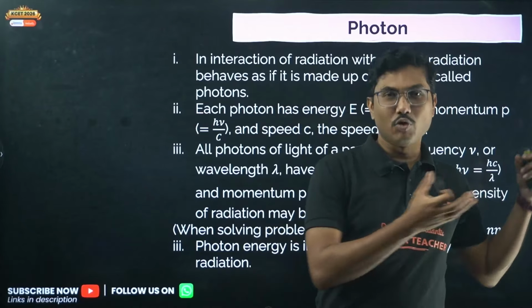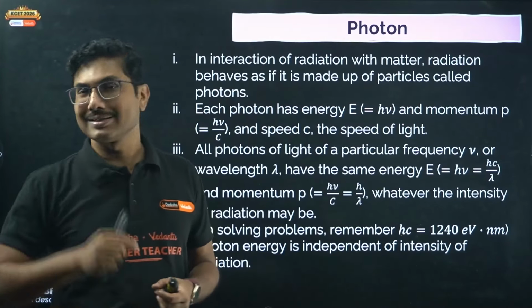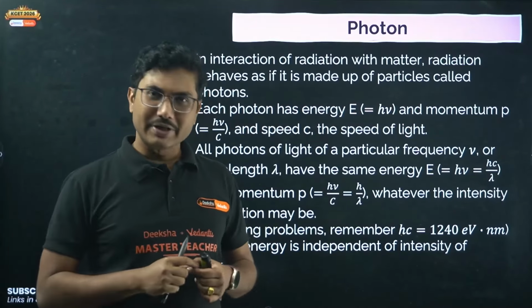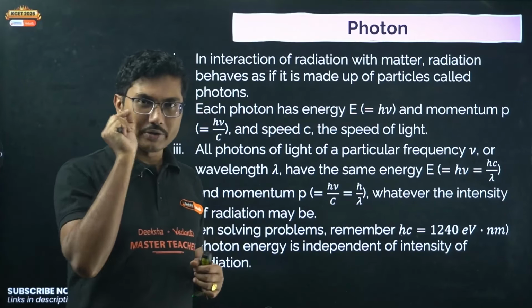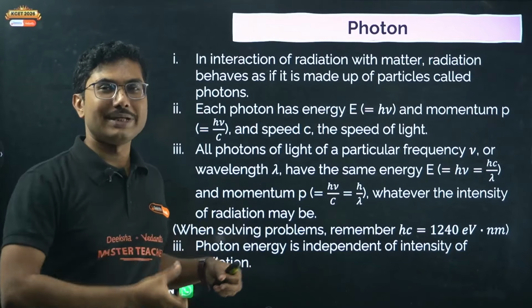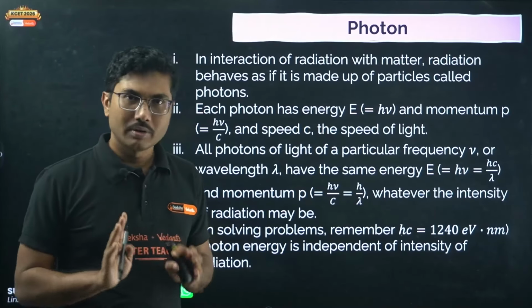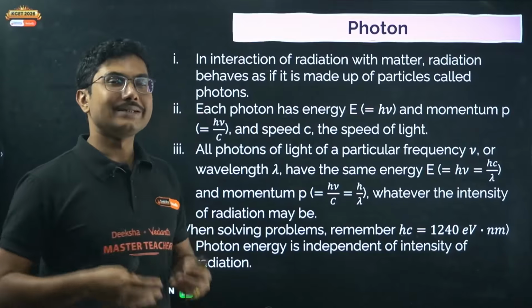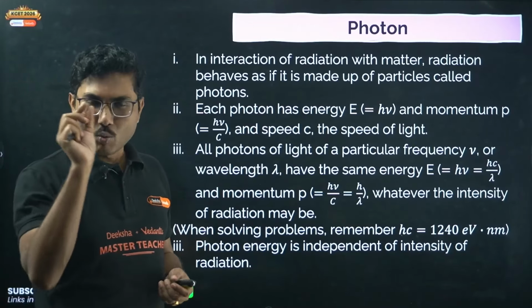But if you take the flow of water, each drop will still have the same amount of mass, same amount of everything in it, right? Similarly, you can consider the photon to be the drop, and intensity is the number of drops that are being flown into the pipe. Clear? Intensity represents number of photons, and energy is represented by one single photon.